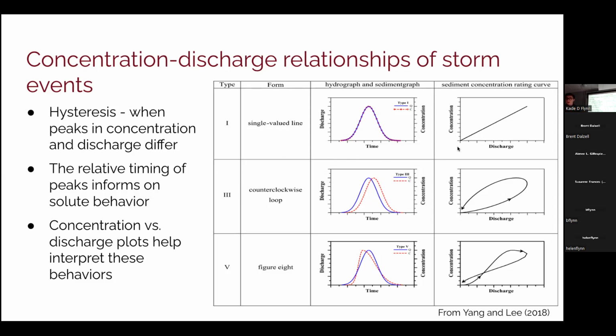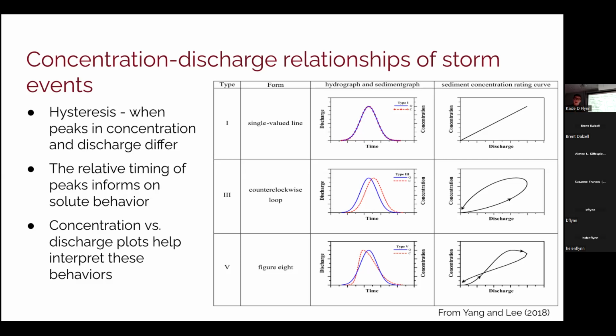And in this situation, you'd have this straight line behavior in this concentration discharge plot. More often, though, you have this effect of hysteresis, where the peaks in concentration and discharge differ. And in these concentration discharge plots, you might get these loops that form. For example, a counterclockwise loop when concentration peaks after discharge, or these more complex patterns due to different skewness of the concentration discharge profiles. And we use these to help us interpret the solute export behavior from the watershed on this kind of short event timescale.